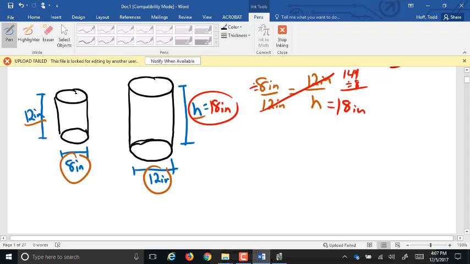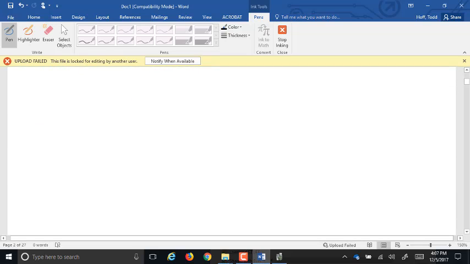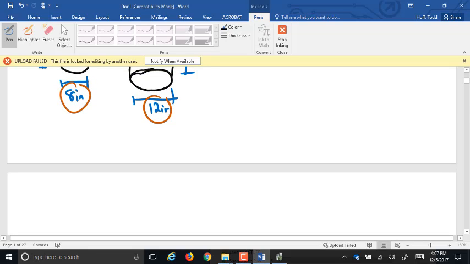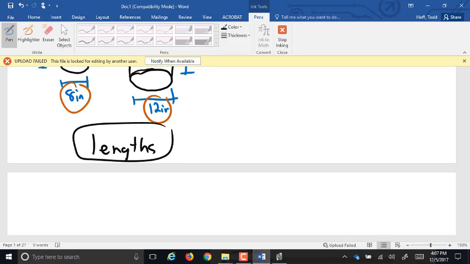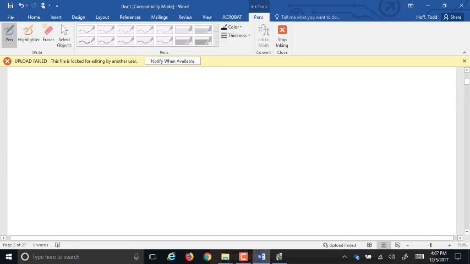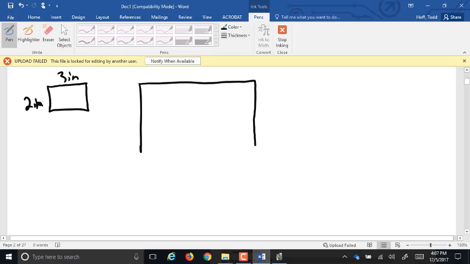Now, since we've talked about three-dimensional objects being similar, we need to talk about some of the features of those two- and three-dimensional objects. What we've been comparing so far has been all lengths. What if I take a rectangle that is 2 inches by 3 inches, and I enlarge it so that this side is 6 inches? What's this side here going to be?